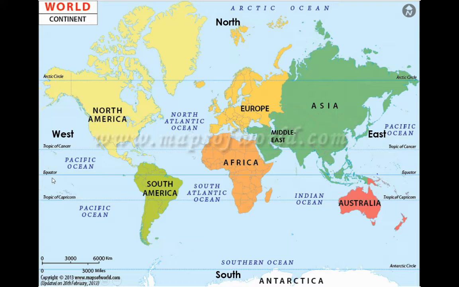If you want, you can even draw the equator. The equator runs down here. That could be a useful thing to have in your own personal map. If you want, you can pause this video and label those continents and oceans, and then come back to the video once you're done.